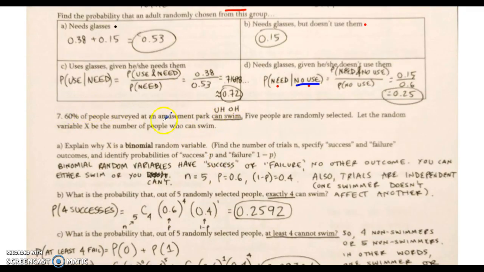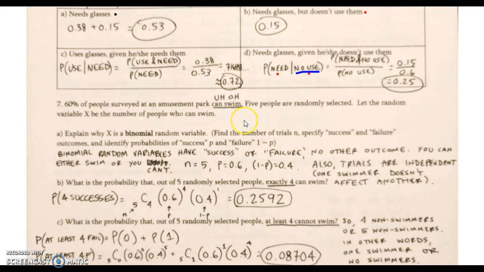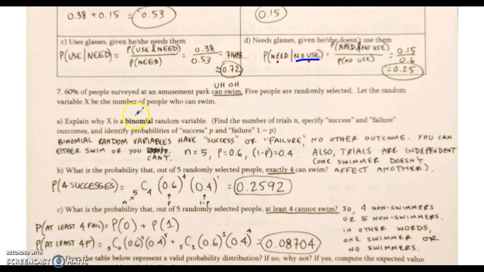Anywho, in this case, 60% of people surveyed at an amusement park can swim. I put uh-oh because the alternative is not swimming, otherwise known as sinking. Explain why x is a binomial random variable. Well, there are a couple of things we need to know about binomial random variables. One thing that you must know about a binomial random variable is that they have a success or a failure. Success is going to be p, and failure is going to be 1 minus p.